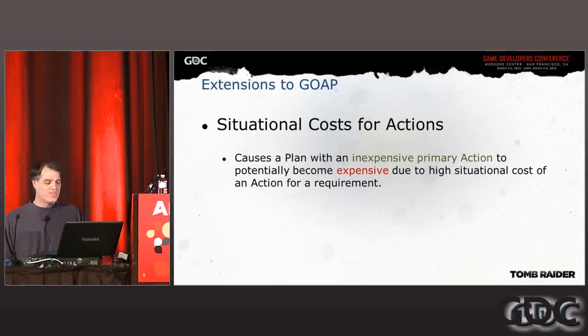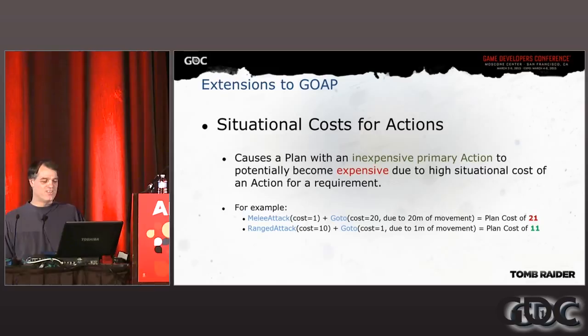So right off the top, I added the idea of situational costs for actions, which is the idea that perhaps a plan with an inexpensive primary action, like a melee attack, might become expensive if the NPC needs to move a long distance to get there. So, for example, the melee attack might have a cost of 1, but because the NPC needs to move 20 meters, the go-to has a cost of 20, and the plan cost ends up being 21.